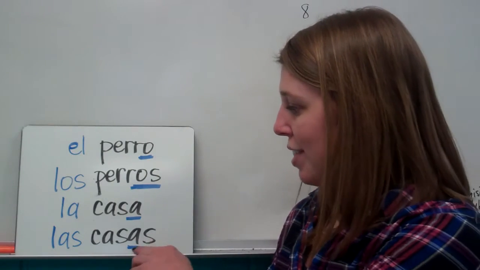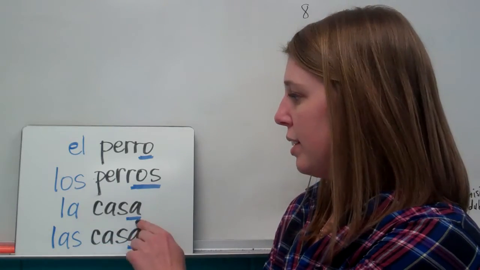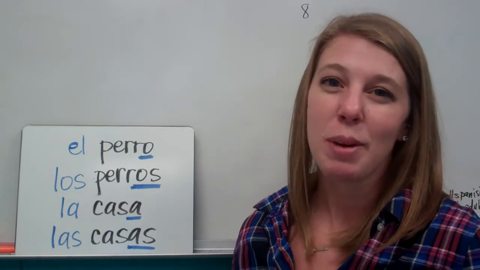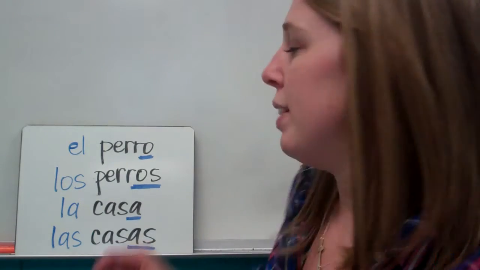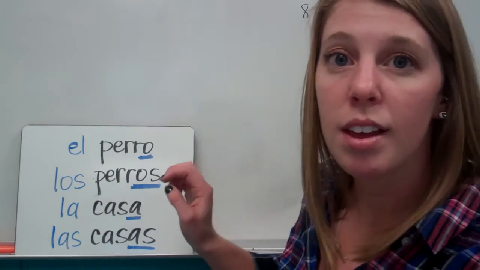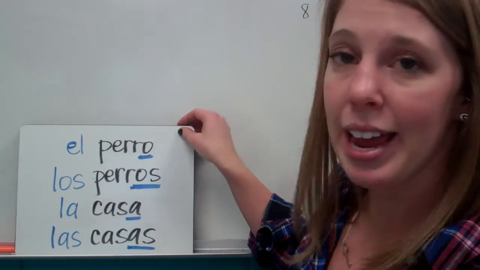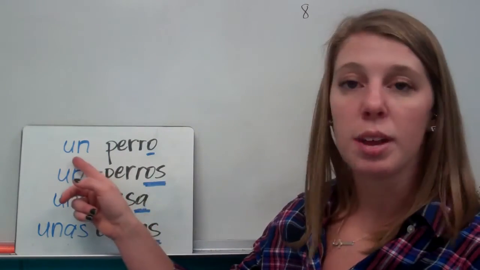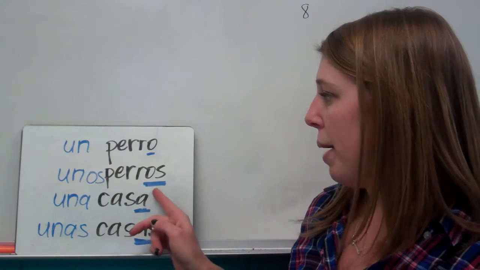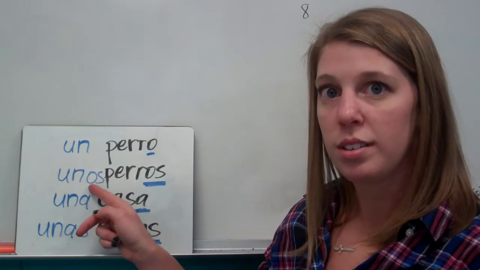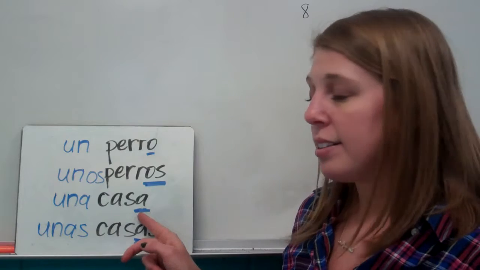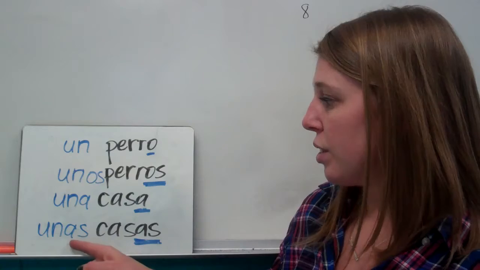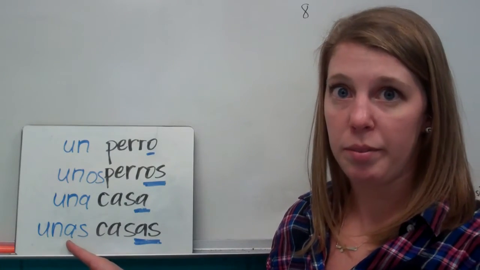Here's an easy hint. If this ends in AS, so does this one. If this ends in A, so does this one. If this ends in an OS, so does this one. The singular masculine doesn't really follow that rule. The same thing happens for a or some. So let's look at these. So we have perro, it's going to be un, singular and masculine. Perros, it's going to be unos, plural and masculine. Casa is going to be una because it's singular and feminine, and then casas is going to be unas because it's plural and feminine.